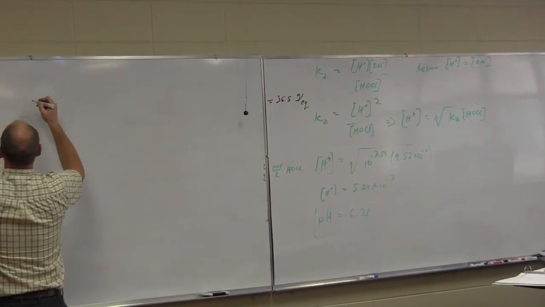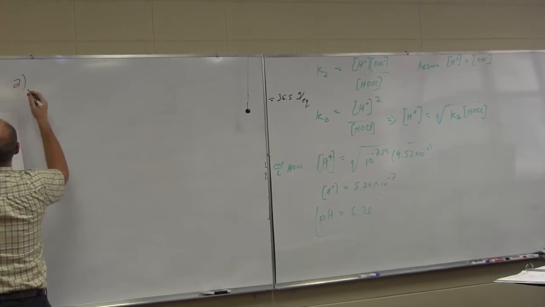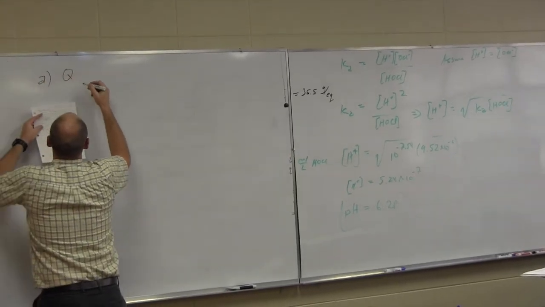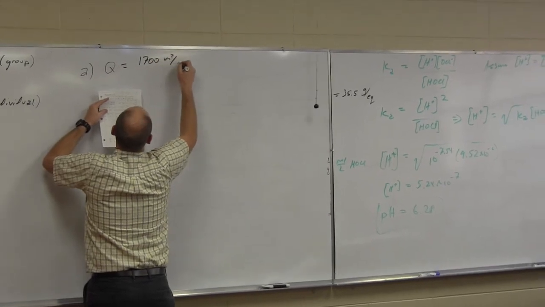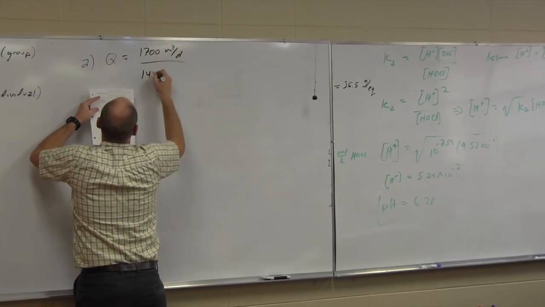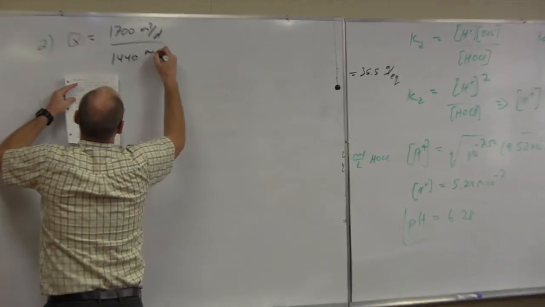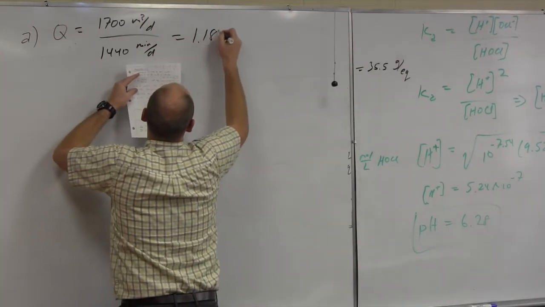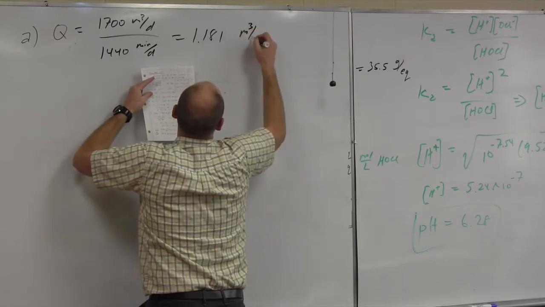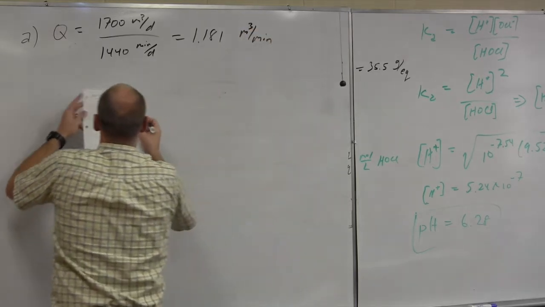So the feed rate of Cl2, okay, so part A here. The flow rate that we're dealing with is 1,700 meters cubed per day. We're going to do a unit conversion, 1,440 minutes per day, which gives us 1.181 meters cubed per minute.